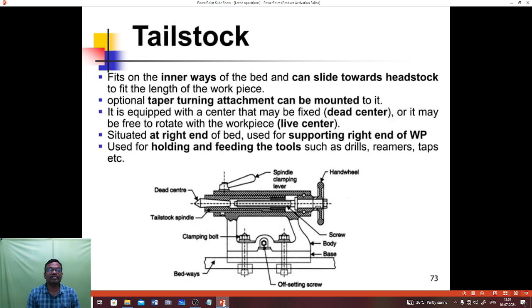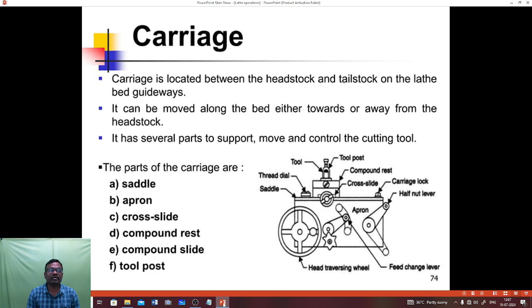Tailstock fits on the inner face of the bed and can slide towards the headstock to fit the length of the workpiece. Its optional turning attachment can be mounted to it. It is equipped with a center that may be fixed. Carriage is located between the headstock and tailstock on the lathe bed base.